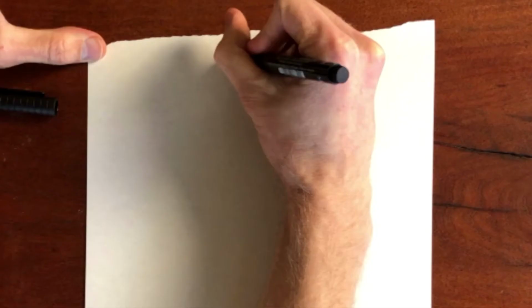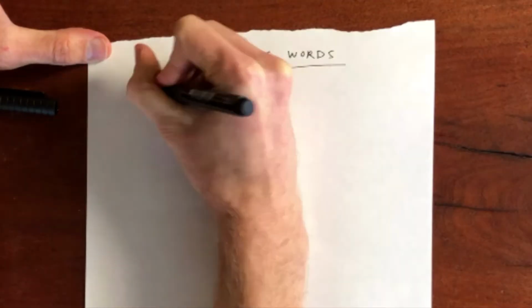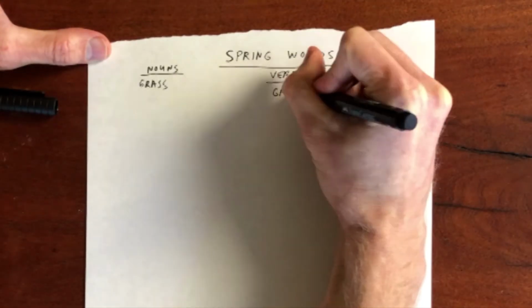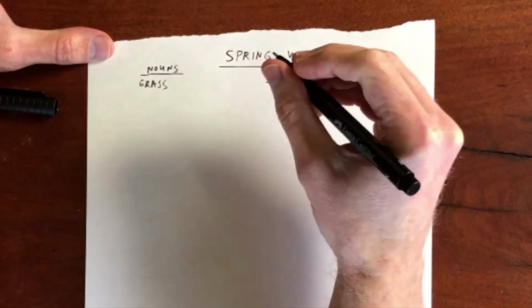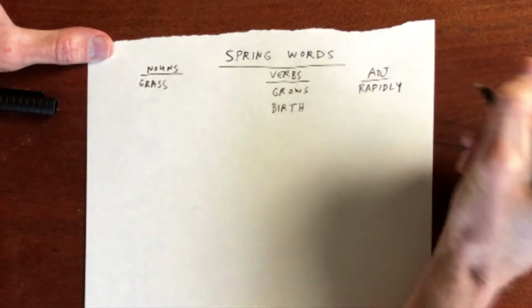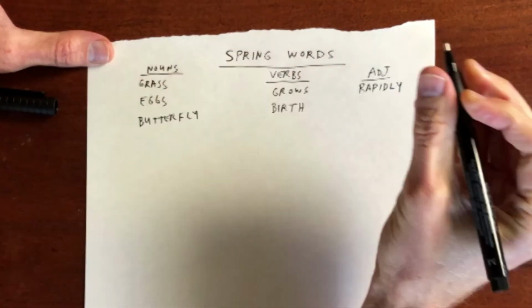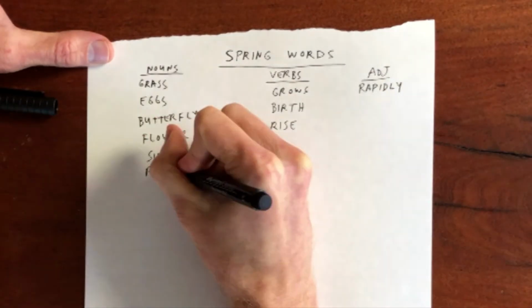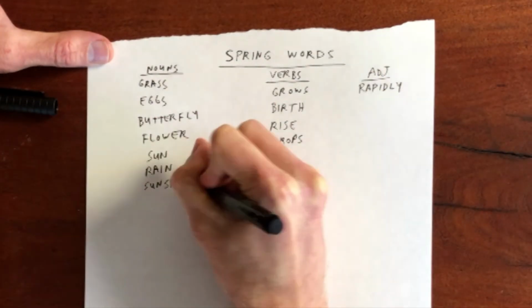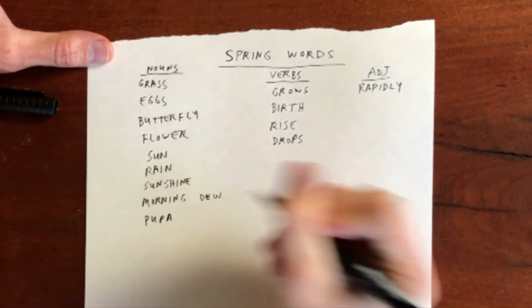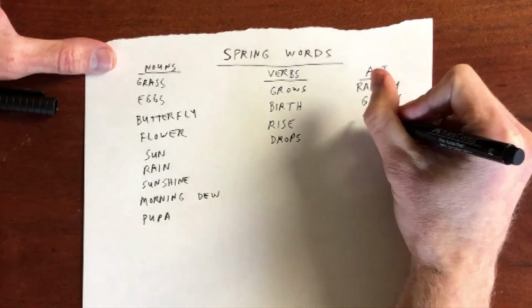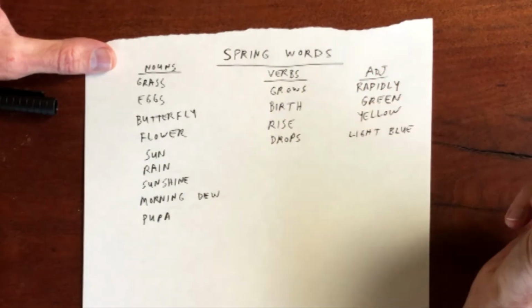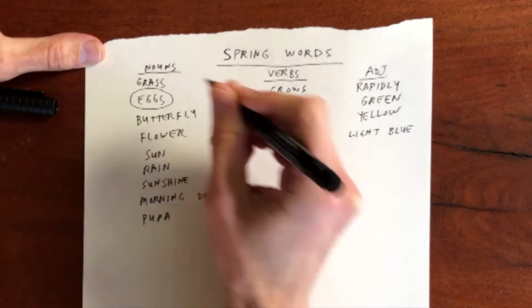In step 1, you'll need that sheet of paper, and I want you to think of some words that are spring words for you. What words remind you of spring? Divide those into categories: nouns, verbs, and adjectives. Persons, places, or things go in the nouns category. Verbs are those action words. Adjectives are the descriptive words that help us think of spring.